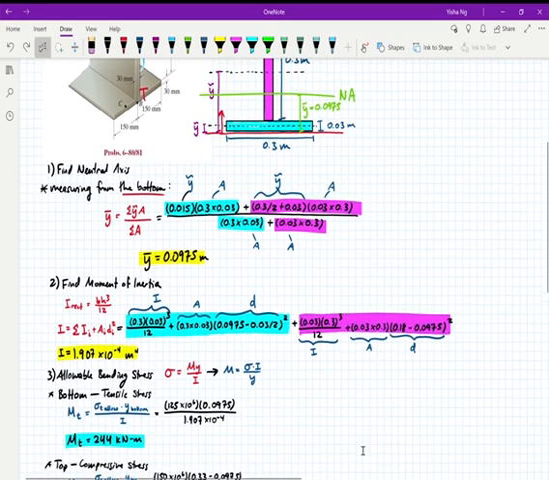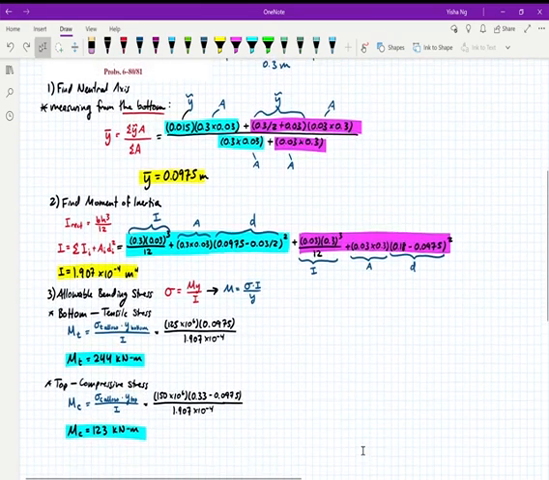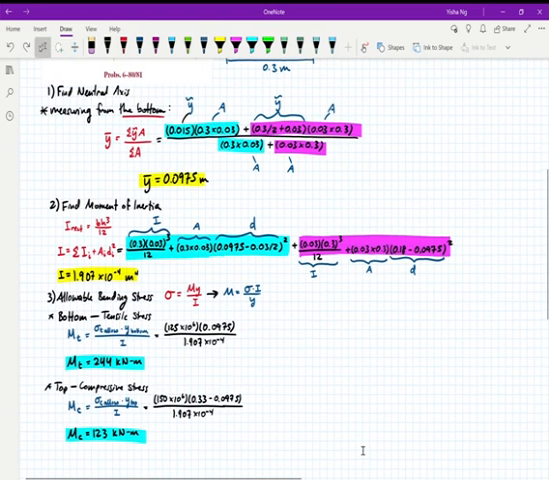Now that we have all that information, we can finally find our bending stress. We have our allowable bending stress equation: sigma is equal to My over I. Because the problem wants us to find moment, I'm going to rewrite that equation in terms of M. So M is equal to sigma I over y.